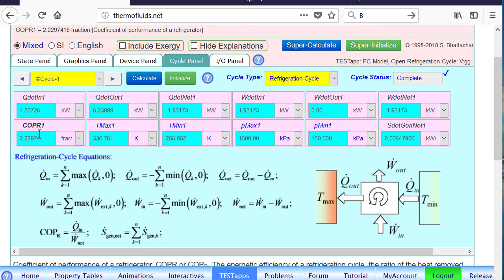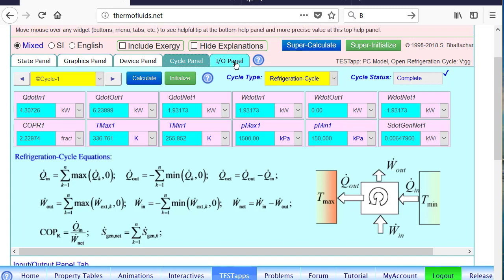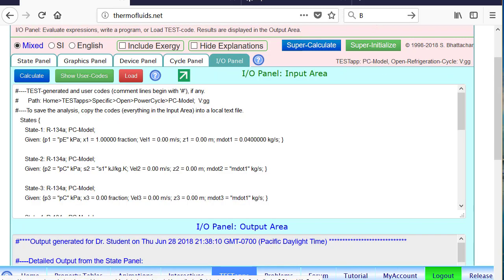Likewise, you can do any number of what-if studies using this app. If you put the suitable parameters in the I/O panel, that's it. Then you can very easily change the variable and see its effect on overall quantities.